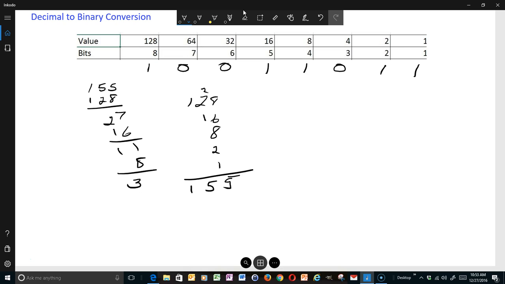So quick and easy decimal to binary conversion using the subtraction method.